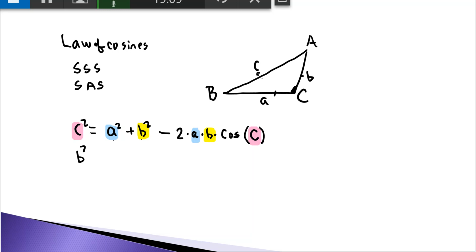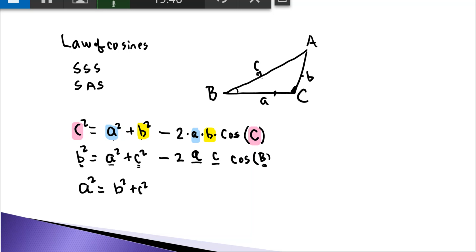So if I treat B as the hypotenuse, that would be A squared plus C squared minus 2 times something times the cosine of something else. The first thing would be one of the sides. The second thing would be the other side. And the cosine would be the angle in between those 2 sides. So between A and C happens to be angle B. And to check, B and B. That's correct.